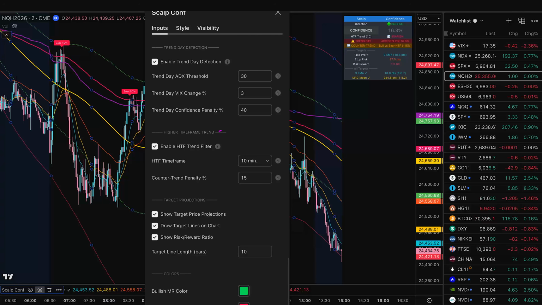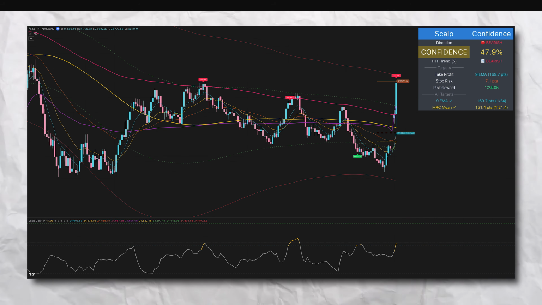Scrolling to the bottom here where it says higher time frame trend, this is where you can adjust the trend day counter penalty. I personally have my HTF time frame set to 10 minutes and a counter penalty set to 15%. If you decrease this, the indicator label will show up more on chart and vice versa if you increase it. And that's it for this tutorial.